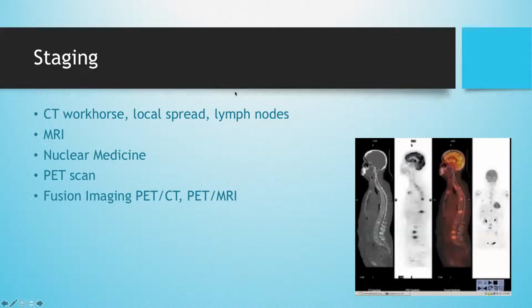So we have detected, we have diagnosed, and now we're looking at staging. CT is one of the workhorses. You look for local spread and lymph nodes. MRI is particularly useful in staging of pelvic tumors and also looking at bone mets. Nuclear medicine is a workhorse for looking for bone mets, just the normal scintigraphy bone scan that you'll know about. Whole body bone scans are very common for looking for bone mets. Plain films are not very good at excluding bone mets. PET scan is also a form of nuclear medicine.